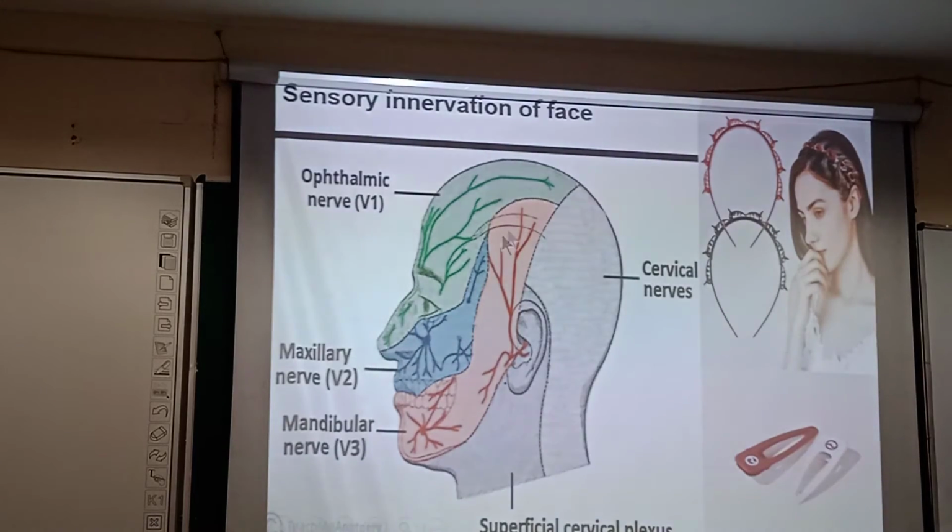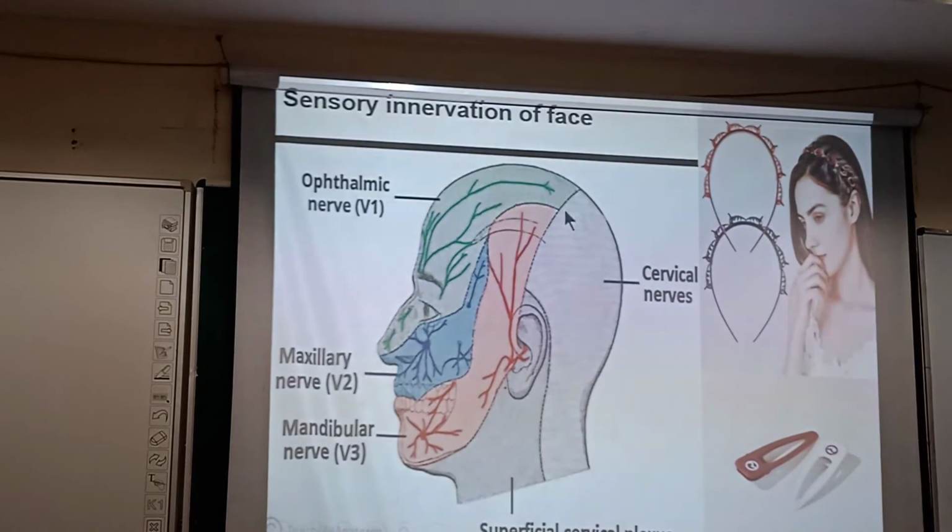Just imagine this person is wearing a hair band, which normally a girl wears. This one is the hair band, and this is the hair clip. The hair band goes just in front of the ear, and up to this much. This one is the hair clip.